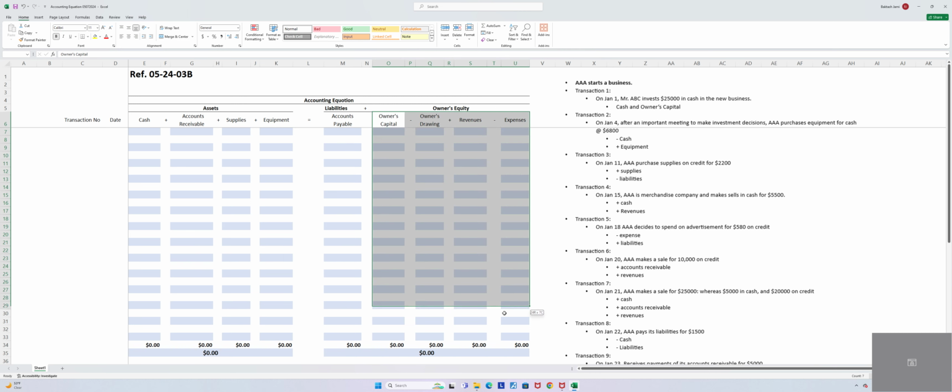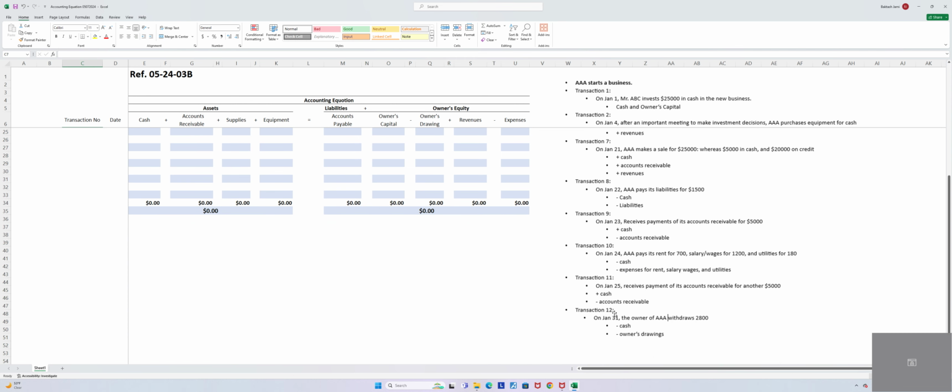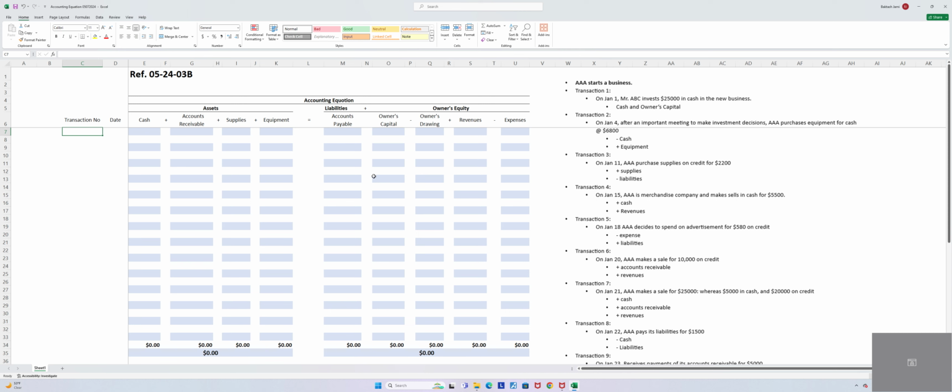The other point I should point out is that whatever amount we have here should equal the amount here, otherwise we have something wrong in our calculations. So let's begin. I made 12 transactions here, and each transaction has a date. As we go through, we will put those in.